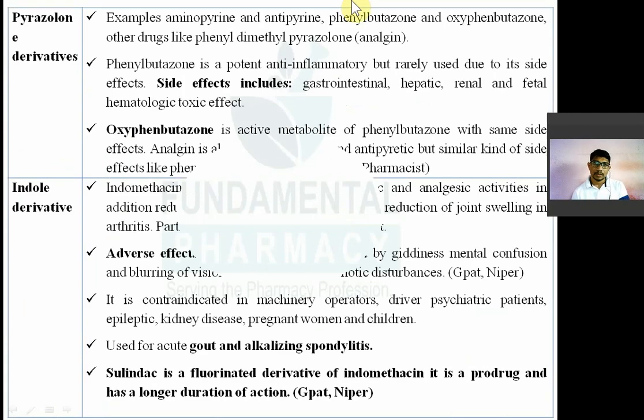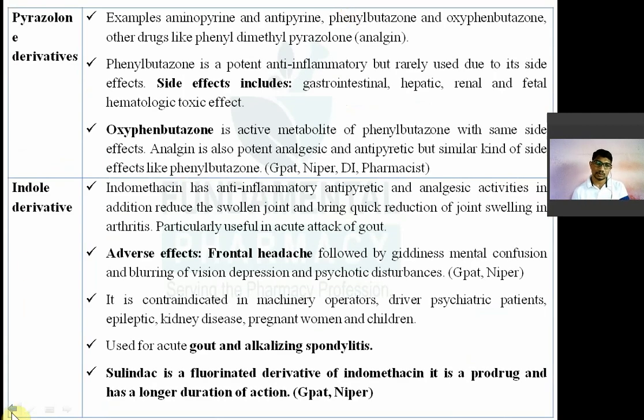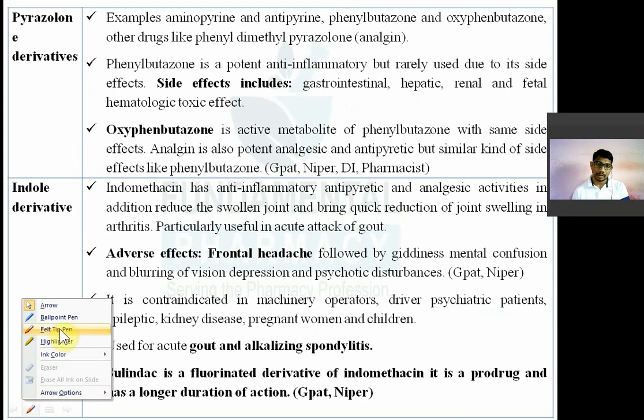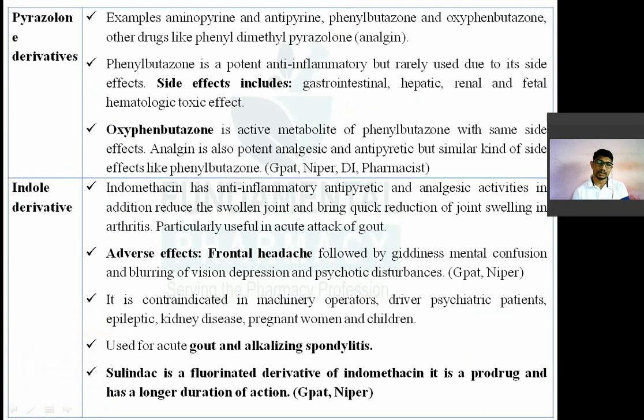Next drugs are nothing but the pyrazolone derivatives. In that you have different drugs like aminopyrine, antipyrine, phenylbutazone, oxyphenbutazone, etc. So these are nothing but pyrazolone derivatives. Other drugs like phenyl dimethylpyrazolone are known as analgesics. Remember this, oxyphenbutazone is a prodrug of phenylbutazone. Phenylbutazone is a potent anti-inflammatory agent, but it is rarely used because of its adverse effects: GIT irritation, hepatic and renal damage, fatal hematotoxicity.